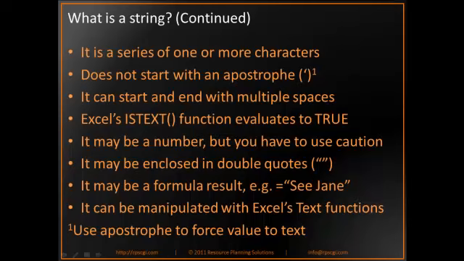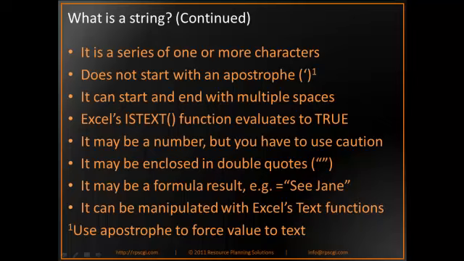So in addition to having a length of 1 or more characters and not starting with an apostrophe, here are some of the other properties of the string. It can start and end with spaces. So those are the spaces that you would hit using the space bar on your keyboard. With Excel's isText function, if a data object evaluates to true, then obviously you can manipulate it as a string.